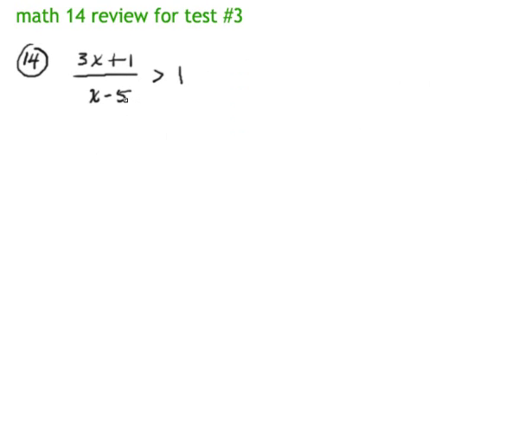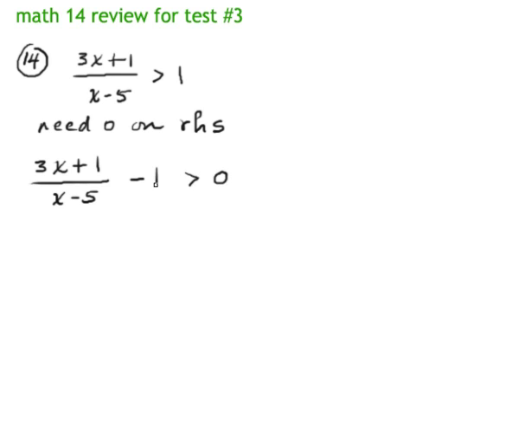Here's another rational inequality. And to start with, we need 0 on the right-hand side. So we're going to subtract 1 from both sides. And now we want to write this as a single fraction. So we'll get a common denominator and subtract.